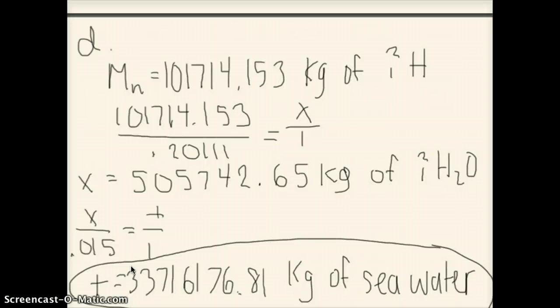So if we know how many deuterium atoms we need, which was 3.0414 times 10 to the 31st, we can multiply that by the mass value of each deuterium atom to calculate the number of kilograms of deuterium we would need. Now that we know the number of kilograms of deuterium we need, we said deuterium makes up X% of each deuterium water molecule.